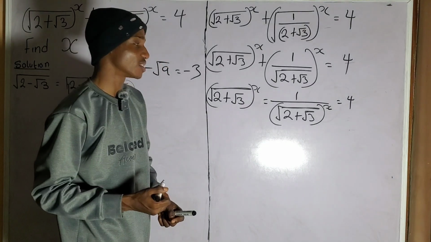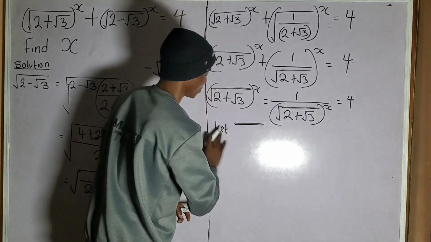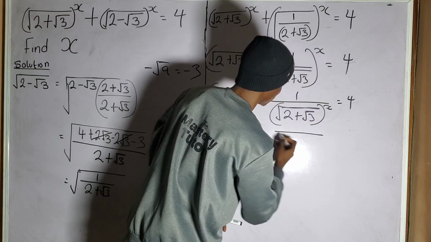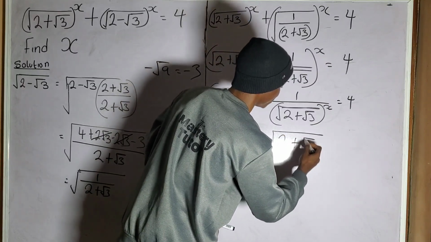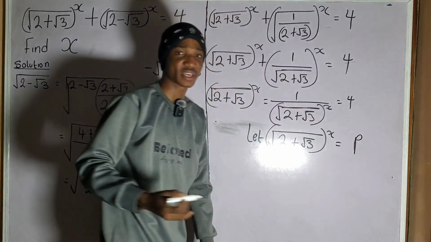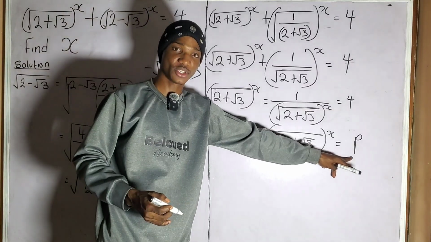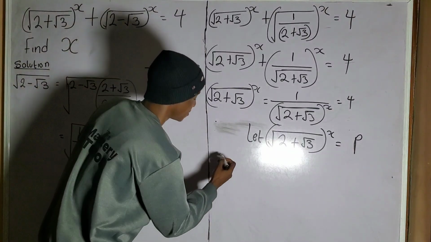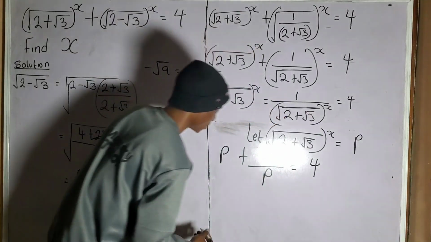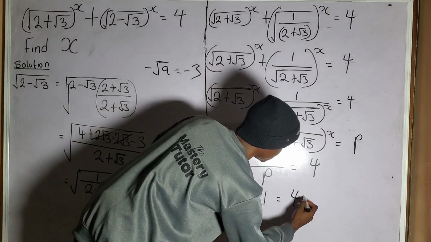Now, please pay attention. Let the square root of 2 plus root 3 raised to the power of x be equal to p. Do you understand? So anywhere I see this in this equation, I'm going to substitute the value of P. So for this, I'm going to have p plus 1 over p equals to what? 4, right? So here will be p squared plus 1 equals to 4p.